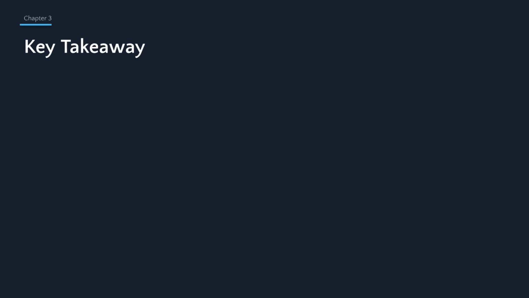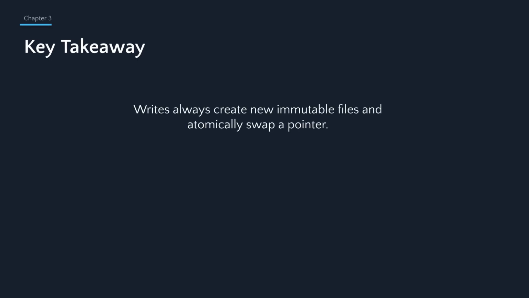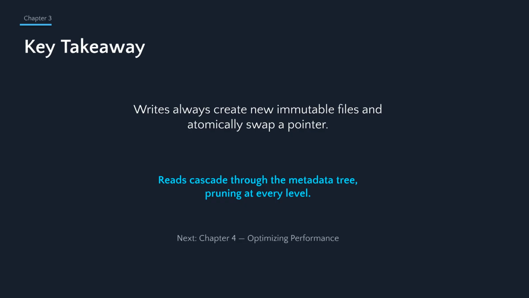Excellent. That's Chapter 3, the big picture. Writes always create new immutable files and atomically swap a pointer. Reads cascade through the metadata tree, pruning at every level. This combination gives you both safety and speed. Next up, we'll learn how to make your tables even faster with optimization techniques.